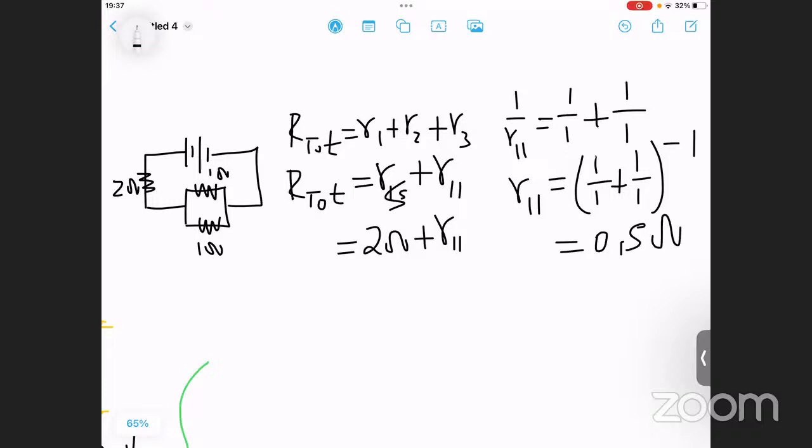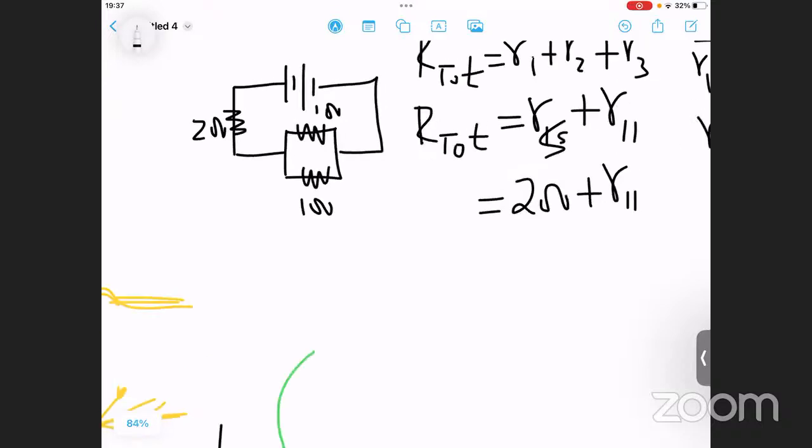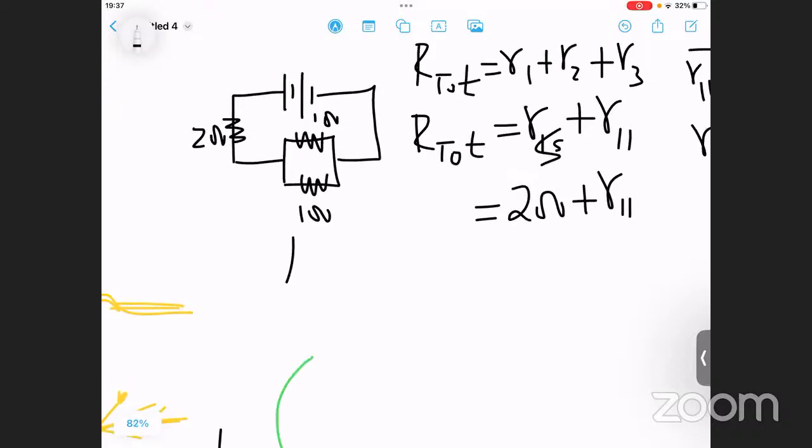So now I want to explain what this 0.5 ohms means. That 0.5 ohms simply means you have converted this drawing into this.